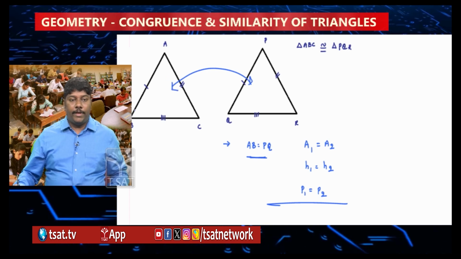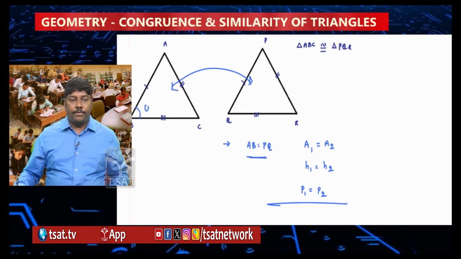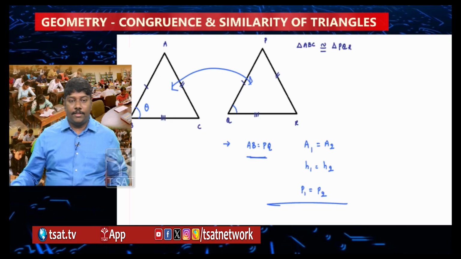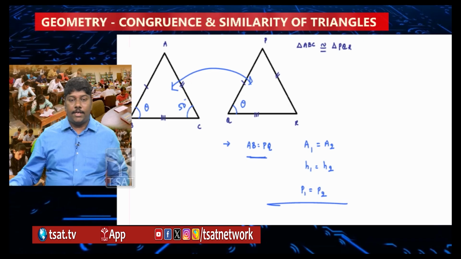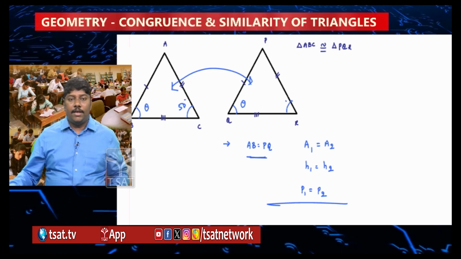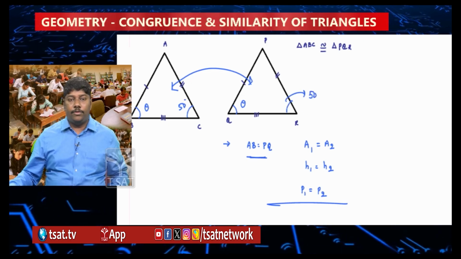Suppose you know congruency of triangles by using this angle theta. Then what about this angle? This angle will also be theta. Suppose this angle C is 50 degrees, then if I ask you what is angle R, angle R will also be 50 degrees. How do I know that?